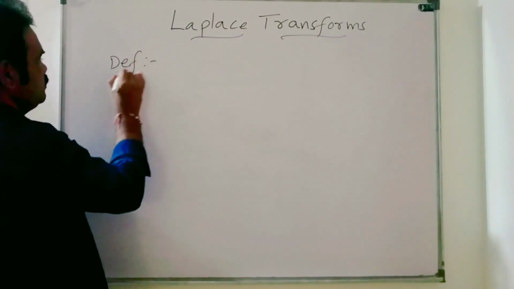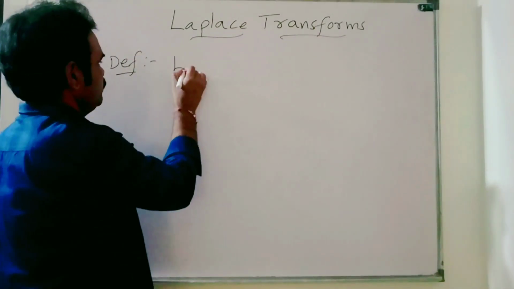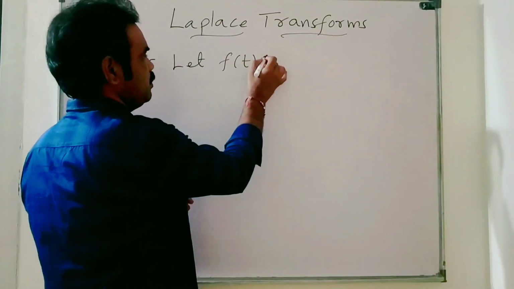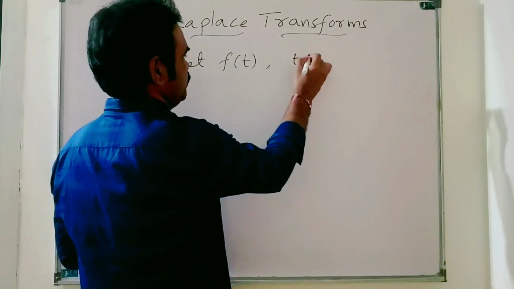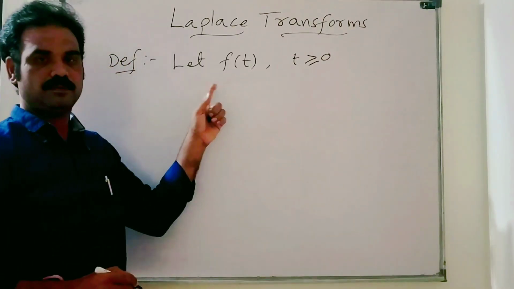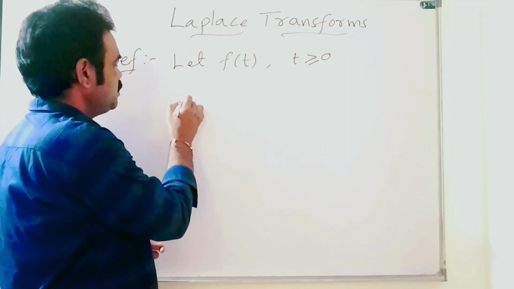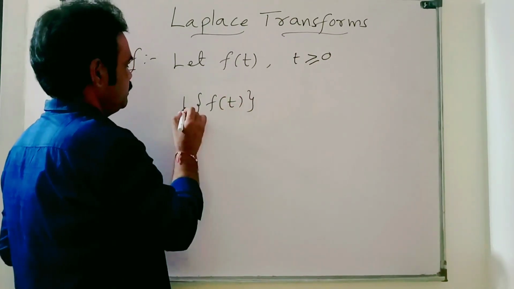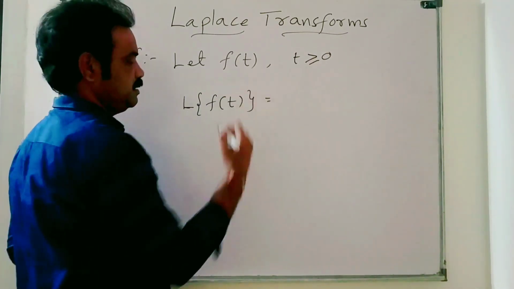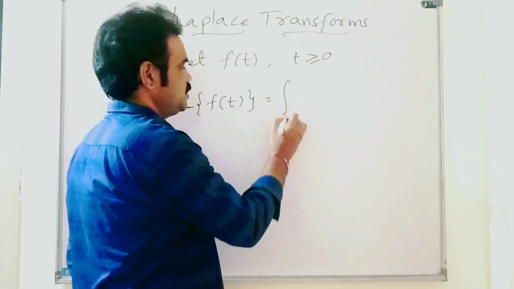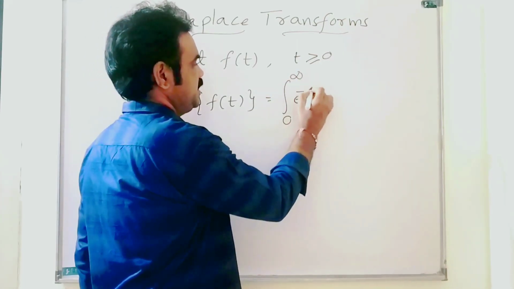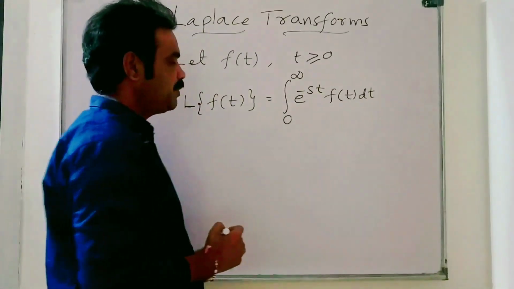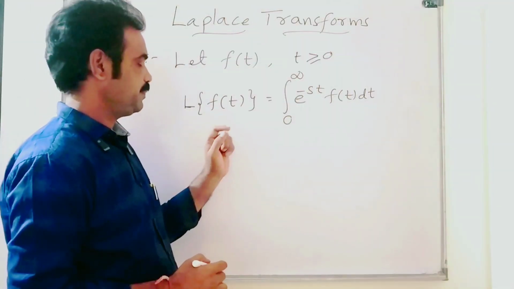See the definition. Let f of t be a function which is defined for all t greater than or equal to 0. Then the Laplace transform of f of t, denoted by L of f of t, is equal to integral 0 to infinity e power minus st into f of t dt, provided this integral exists.